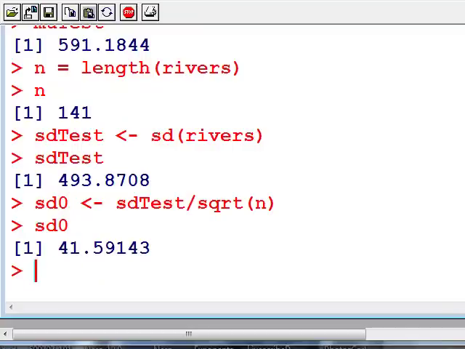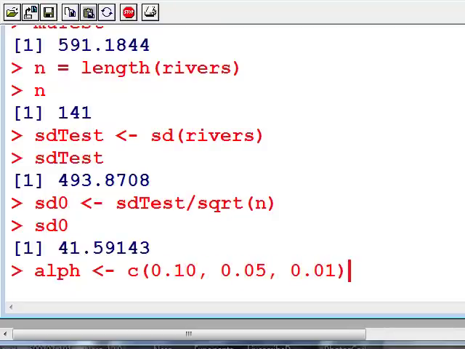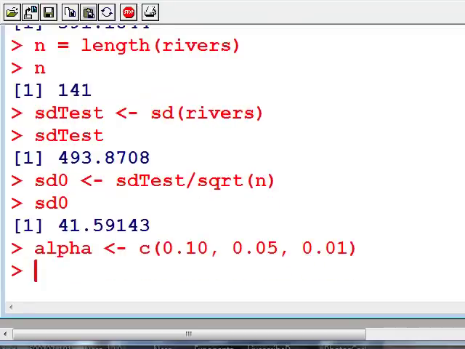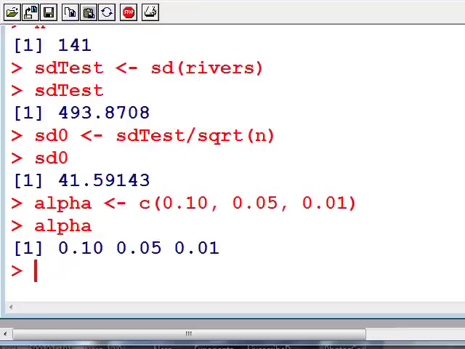Okay, now I need some alphas. I want to check 3 different alpha levels, so I can put them in vectors. I'll do that 0.10, 0.05, and 0.01. C is to concatenate this vector. Oh, I called it alpha instead of alpha, so just space back over, and here we go. Let's see if alpha made sense. It did. So I got out what I needed in alpha.